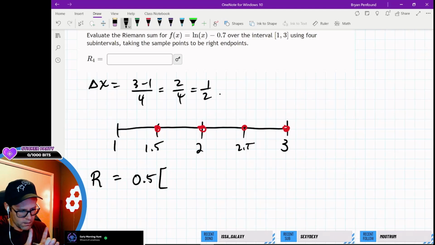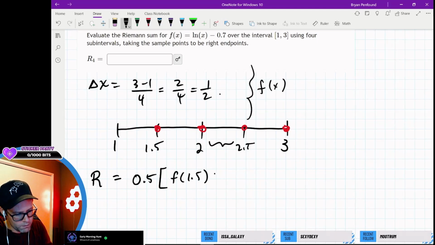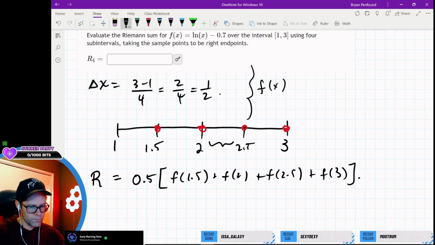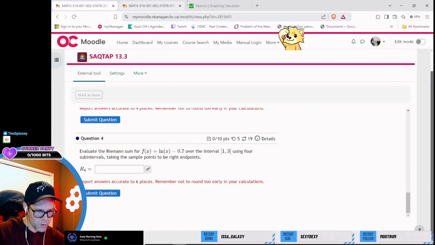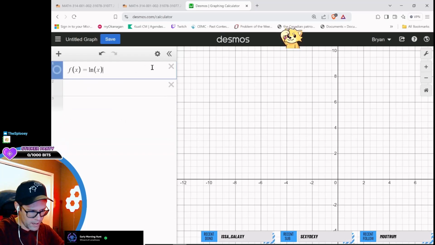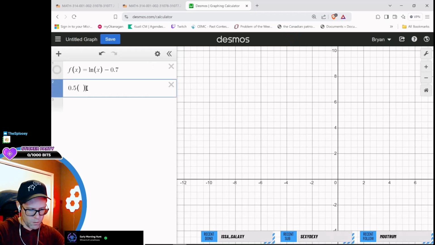So that's the length, I guess, or the width of each of these rectangles, and then we're going to calculate the height of these rectangles by doing f evaluated at a certain x value. So we need f at 1.5, we need f at 2, f at 2.5, and f at 3. Again, I'll probably just default to having Desmos do most of this for us. It was ln x minus 0.7. And we were taking 0.5, I think.